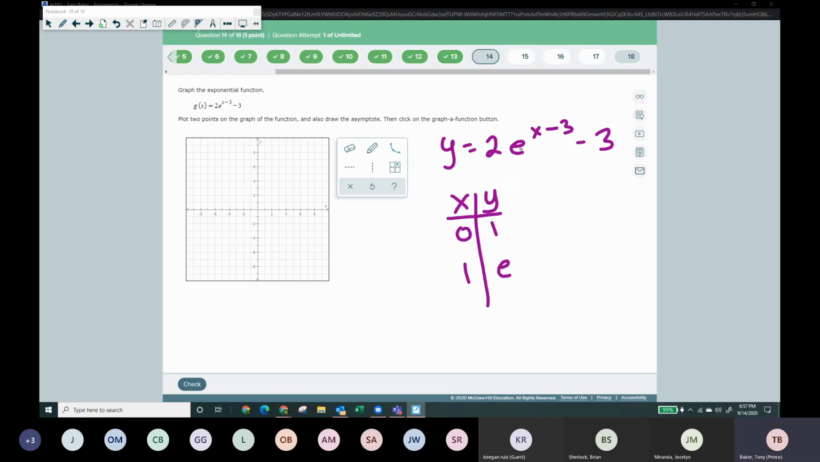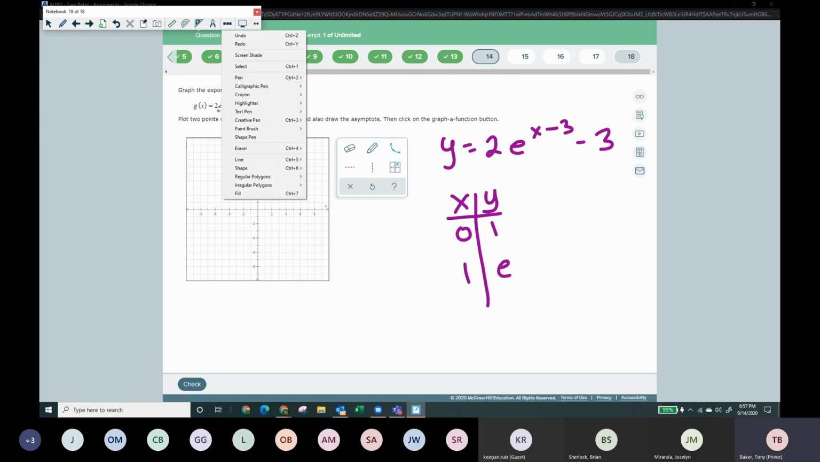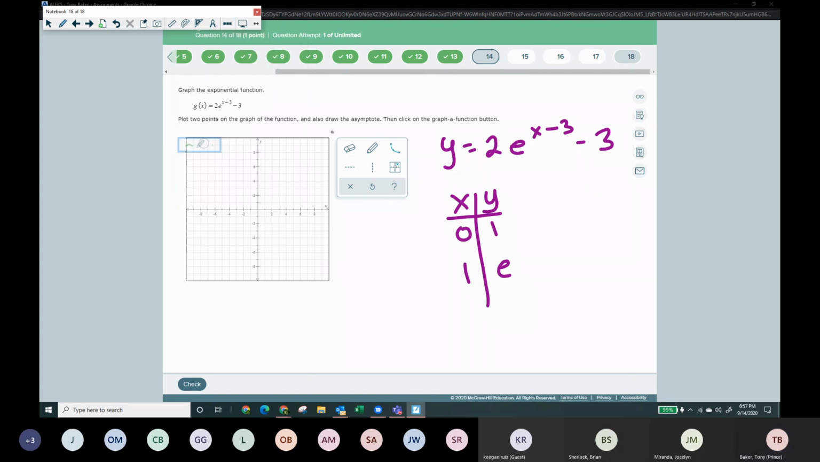Now, let's look at my transformations. So the first one, we're going to do this piece up here. So it's x minus 3. That means I'm going to add 3 to the x's. So that's 3, and that becomes 4.